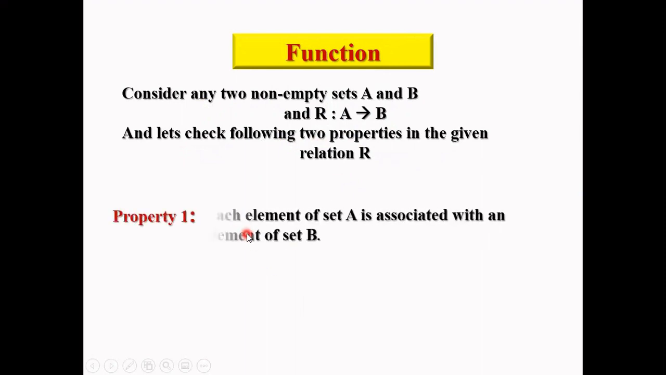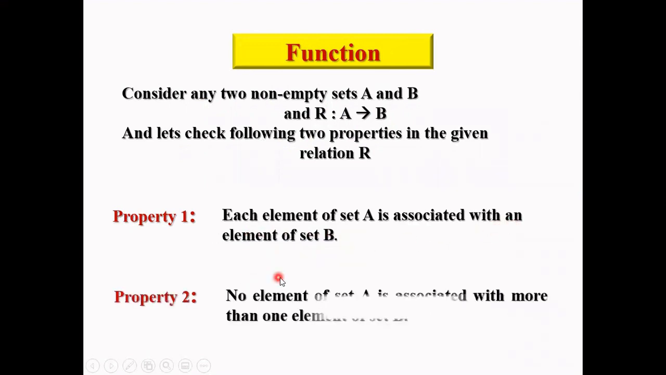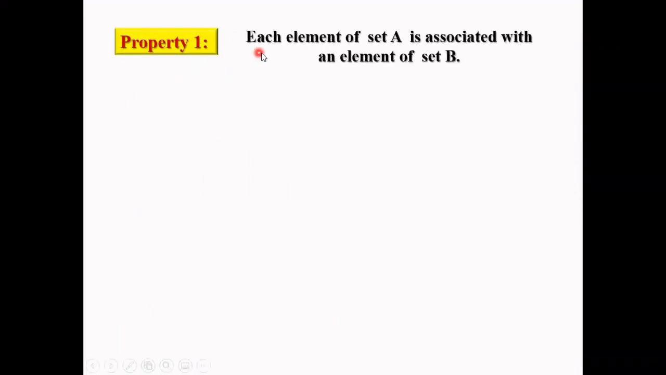Property 1, each element of set A is associated with an element of set B. Property 2, no element of set A is associated with more than one element of set B. Let's discuss these two properties one by one with the help of examples. Property 1 says each element of set A is associated with an element of set B.